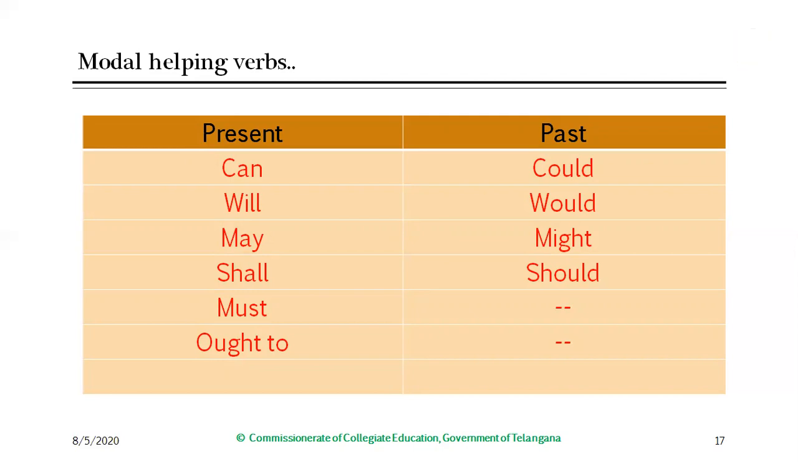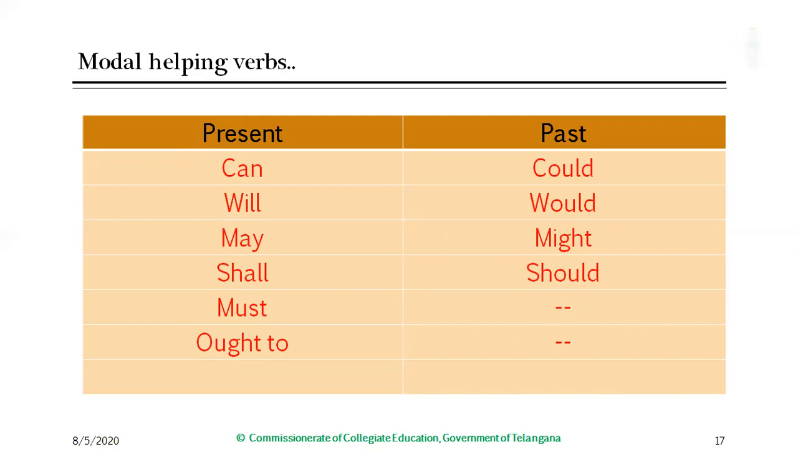It may rain today. Rain is a main verb and may is a modal helping verb. Or it might rain. He might be absent yesterday. Might be, might. Shall I leave the class? Shall is the modal helping verb.